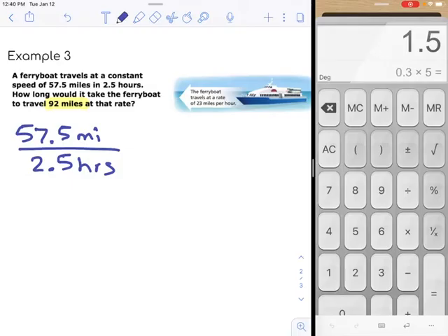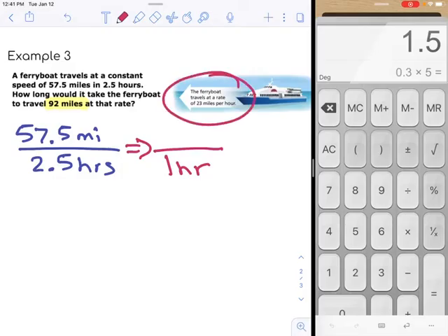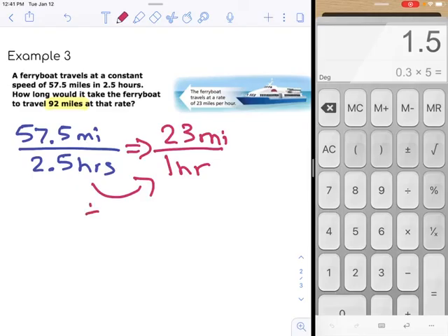So normally what we would do is we would find our unit rate. We would say, okay, instead of 2.5 hours, how far is it traveling in 1 hour? But in this case, we don't actually have to calculate anything out because it's telling us right here that they're traveling 23 miles per hour. So I already know my unit rate. I know we're traveling 23 miles per hour. You can also check this if you want. You can go ahead and divide. Here we would be dividing by 2.5. So if you wanted to check your math, you can put that in a calculator.